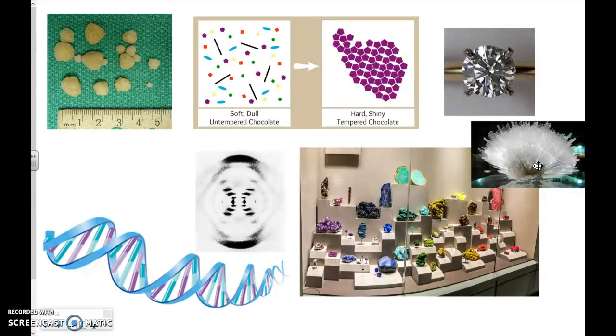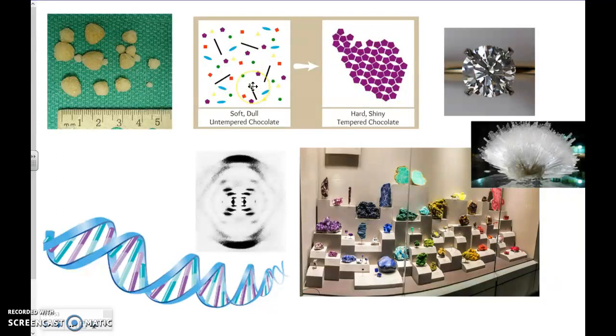But one you may not have realized: chocolate. Tempered chocolate, the chocolate you get in your candy bars, is actually crystal in structure too. When you have dull chocolate, like the baking chocolate that you may or may not have seen, that comes from many different crystals mixed together. So you don't see it. They're ordered. That's why you have the different shapes here.